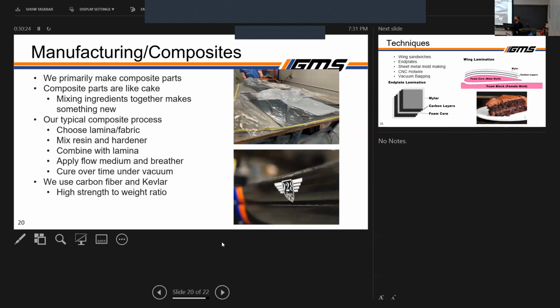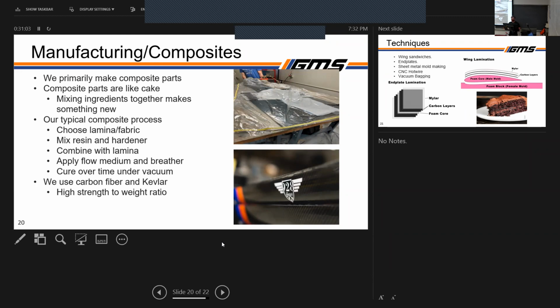So composite parts are kind of like a cake. That's kind of a weird statement, but it's true. When you have a cake, you take flour, egg, sugar, whatever other ingredients, and you add them together, mix them together, bake it, and you get a cake. With composites, you take carbon fiber or some other fabric, you impregnate it with an epoxy resin, and then vacuum bag it around a mold. And suddenly, the properties of the carbon fiber and the properties of the epoxy mix together to give you something entirely new. The strength of our part is entirely process dependent, which is something that's cool about composites.